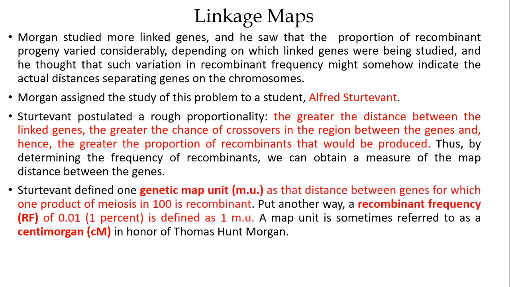Sturtevant defined one genetic map unit, m.u., as that distance between genes for which one product of meiosis in 100 is recombinant. Put another way, a recombinant frequency, RF, of 0.01, or 1%, is defined as 1 m.u. A map unit is sometimes referred to as a centimorgan, cM, in honor of Thomas Hunt Morgan.